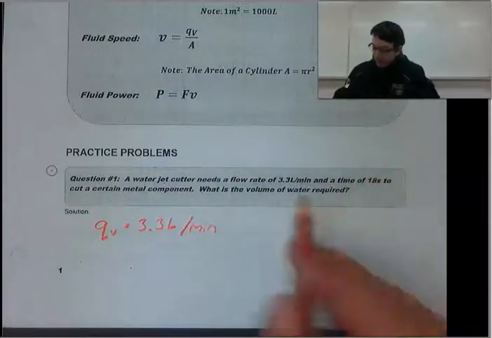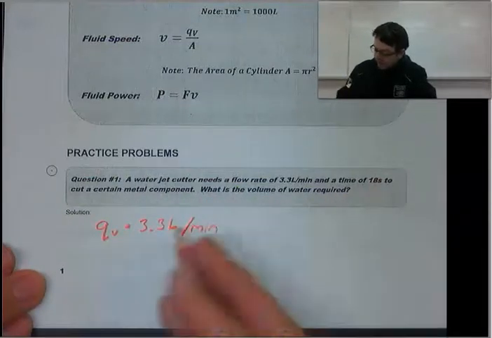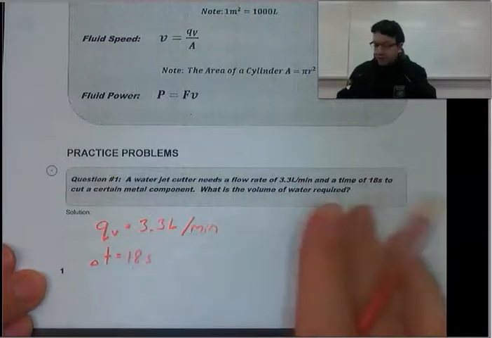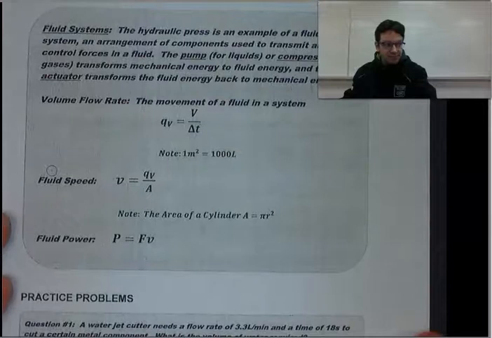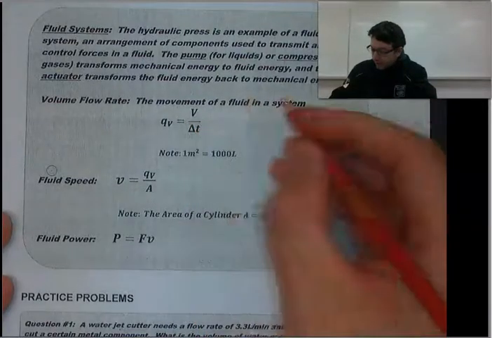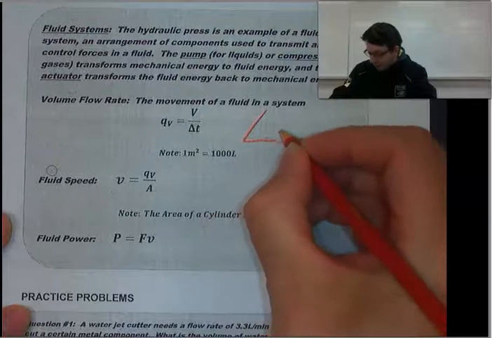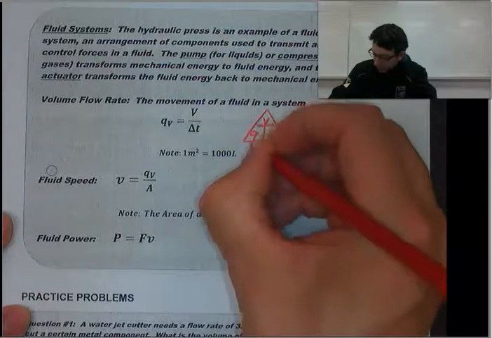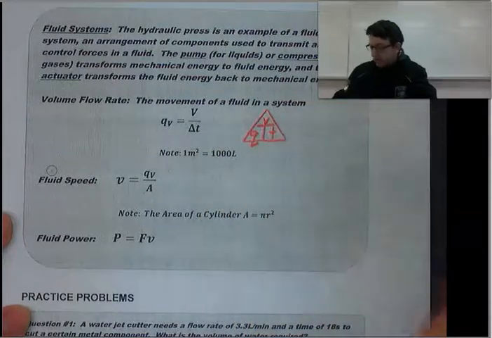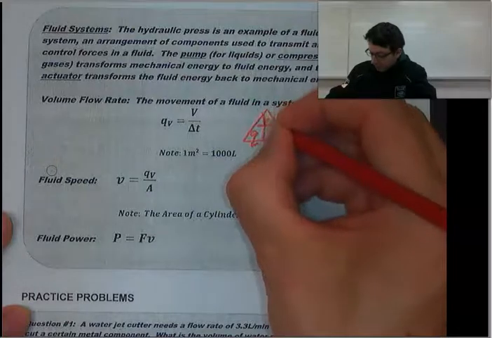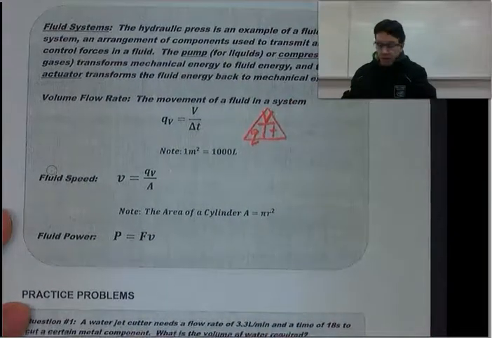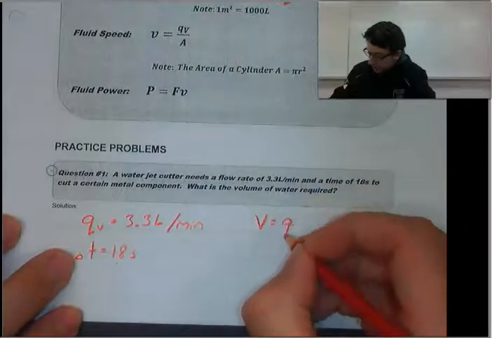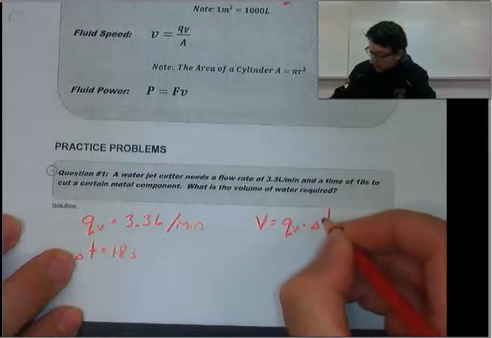Now, we want to find the volume of water required. We know time. It's 18 seconds. So if we look at our equation for volume, we can use a triangle for this one, where volume is our volume flow rate times time. If we look at this equation, volume equals our volume flow rate times time. We have to multiply the two.